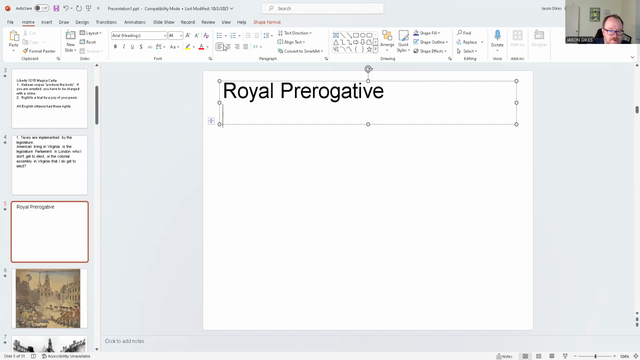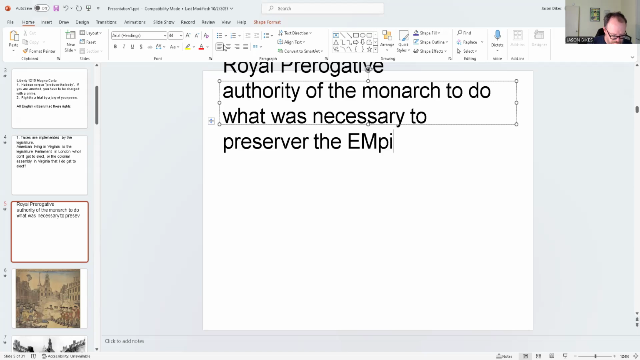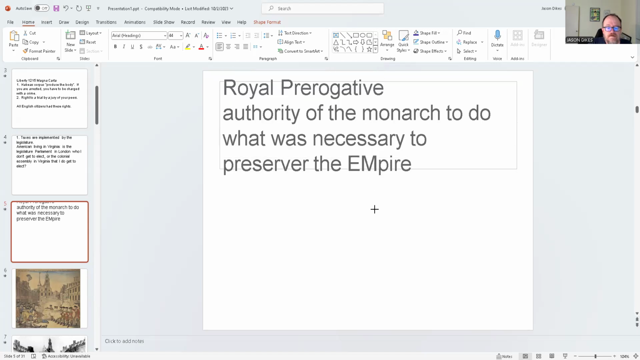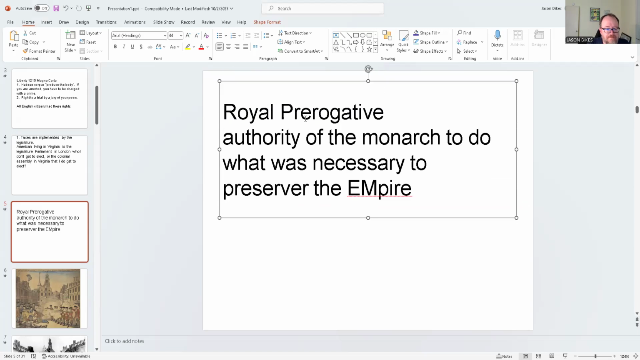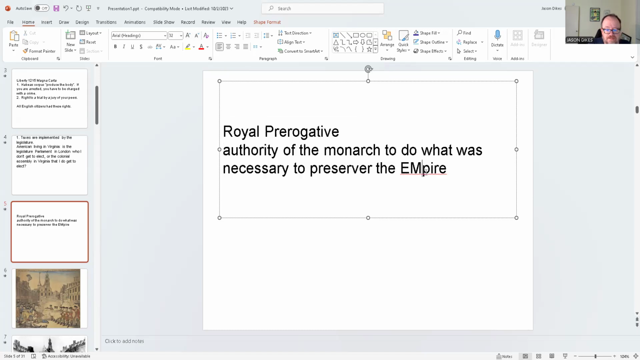But at the time that we're looking at, the royal prerogative was basically the authority of the monarch to do what was necessary to preserve the empire. It doesn't have that much authority anymore, but at the time, in the 1760s, that was quite a bit of power for the monarch to have.